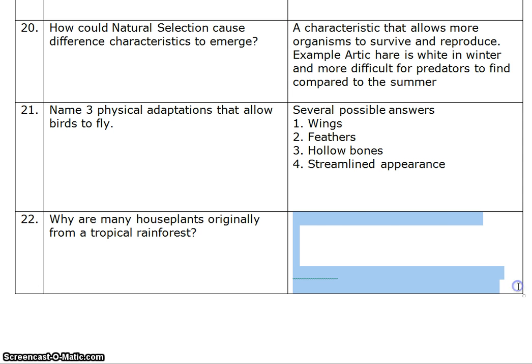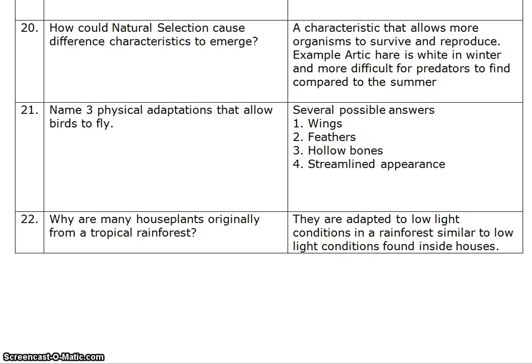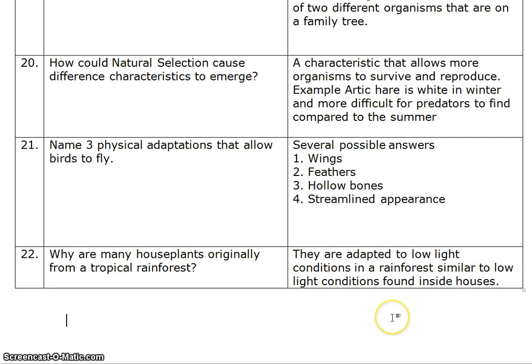They are adapted to low light conditions in a rainforest, similar to low light conditions found inside houses. That's why they make excellent houseplants. They are adapted to low light conditions because the plants in the rainforest, except for the very tallest of trees, have to compete for the sunlight because the canopy blocks a lot of the sunlight, or most of the sunlight, to the forest floor. All right, that looks like that was the last one.